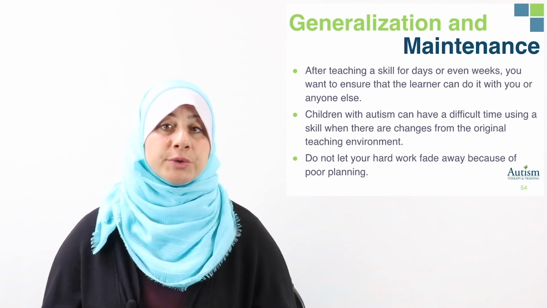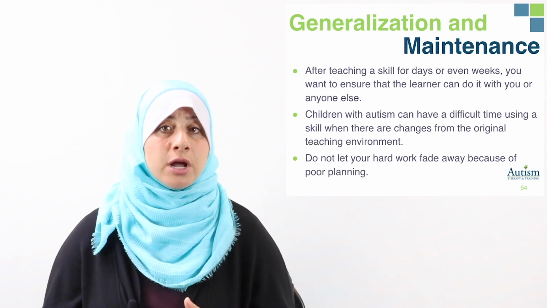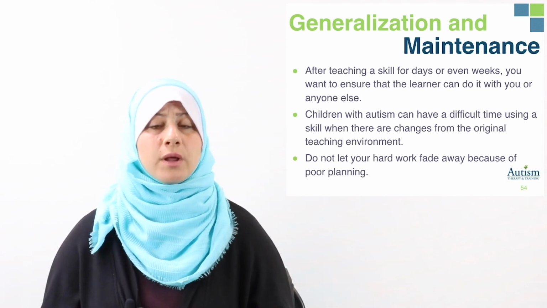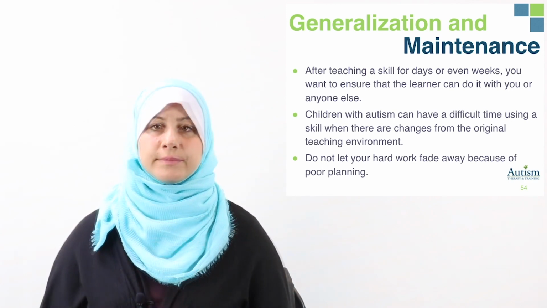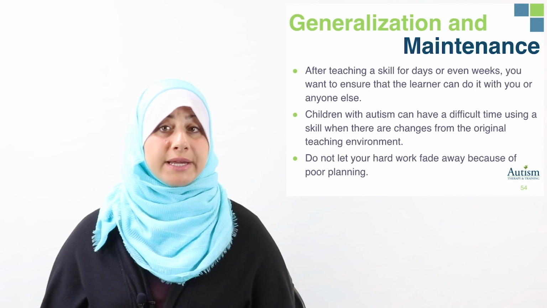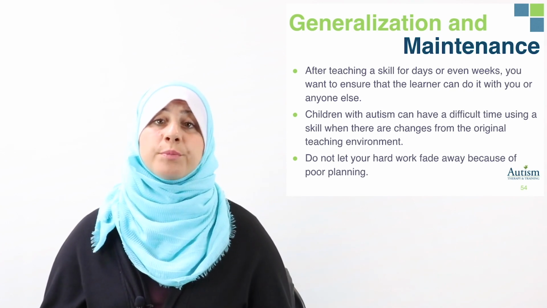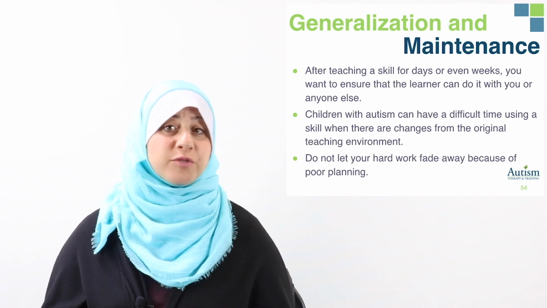The learner learns to ask for things in your classroom or label items in your center, but when they go home, their parents say, nope, he can't do it. Why would that happen? What's going on here? Planning for generalization and maintenance is crucial so that you can ensure your learner keeps those important skills. Don't let your hard work fade away because of poor planning.